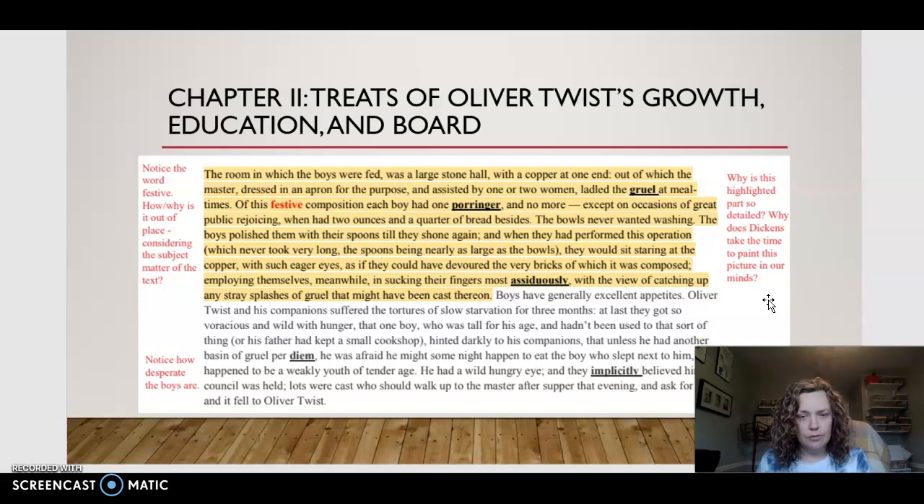A council was held. Lots were cast as to who should walk up to the master after supper that evening and ask for more, and it fell to Oliver Twist.